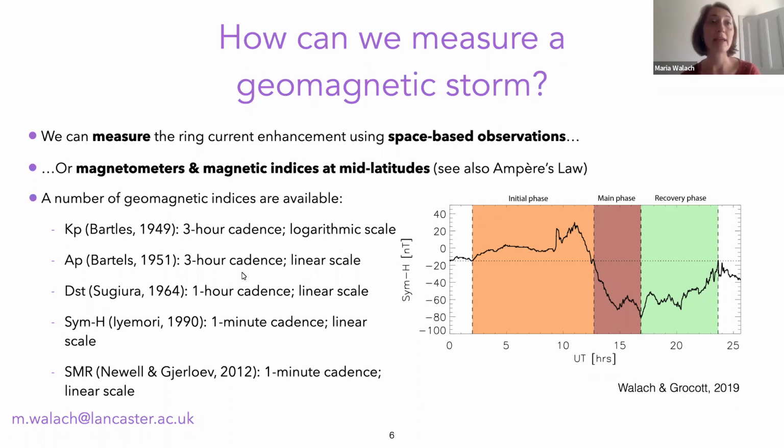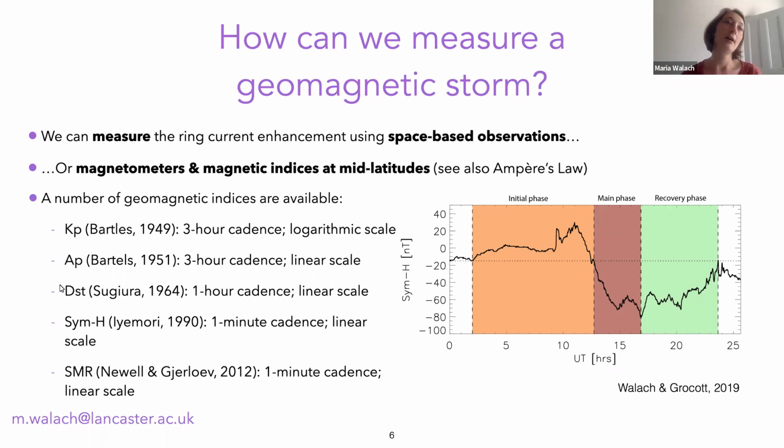We then have the Ap index, which is similar, but it's on a linear scale. It also goes back a very long time. And the really good thing with these indices is that they have been continuously measured for a really long time. So if you're doing large analysis, that's really useful to have all that data. Then we have the Dst index, which is on a 1-hour cadence and on a linear scale.